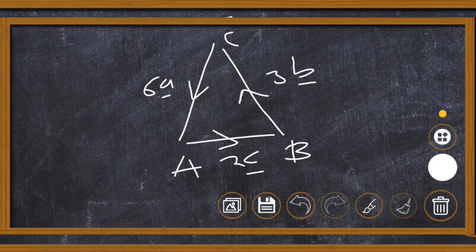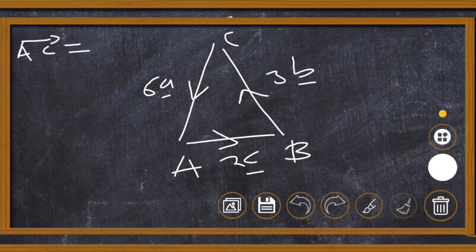Now let's say we have been asked to find vector AC. How can we go about vector AC? Well, there are two ways in which we can go about vector AC. One is going directly from vector A going to vector C. The other one is going from vector A going to vector B, then from vector B going to vector C. Both ways are going to lead us to the destination from vector A to vector C.